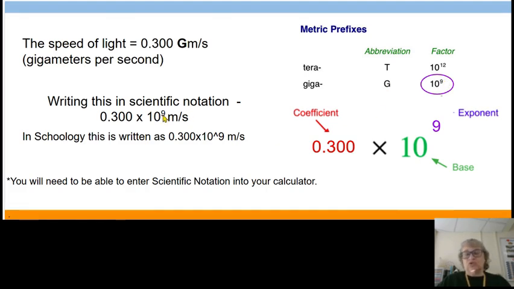Now in Schoology, it doesn't let you do the raised to the power of. So instead, we just put this little caret in there, and that's the same as hitting shift 6. So 0.300 gigameters per second is the same as 0.300 times 10 to the 9th meters per second. You will need to be able to enter scientific notation into your calculator.